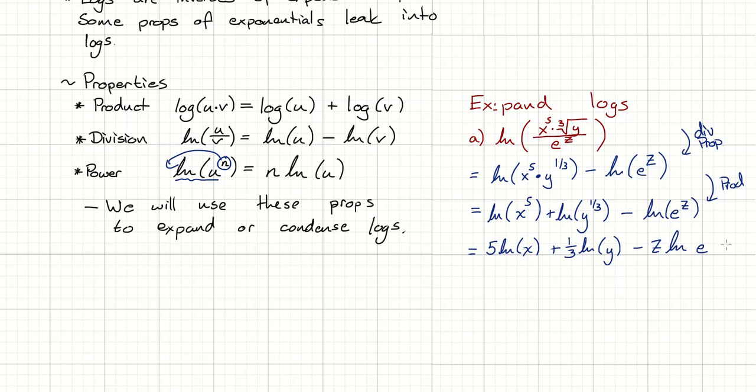Something about this annoys me, though. Do you know the natural log of x? Yeah, me neither. Do you know the natural log of y? Yeah, me neither. Do you know the natural log of e? Me too. E to what power is e? So this is really just a 1, right? Because the natural log of e is 1. I would go one step further. This is 5 times the natural log of x plus 1/3 times the natural log of y minus, what remains? Z.